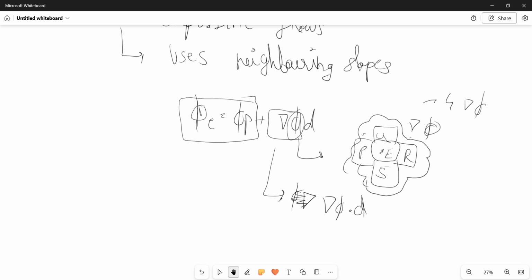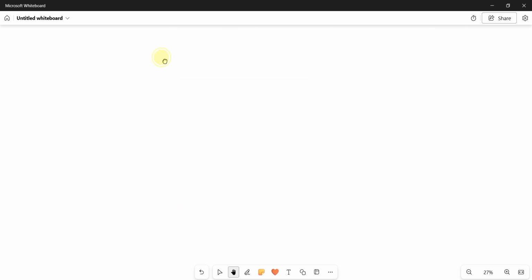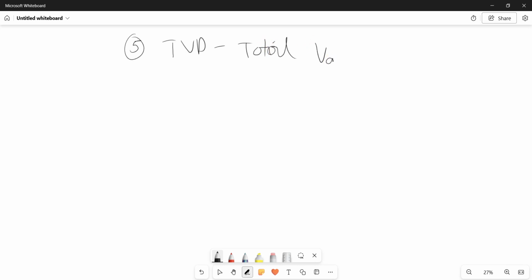So this was the fourth one, and now the last one is your TVD. TVD stands for total variation diminishing. You don't need to know all these in detail at all. Only the first order and second order upwind concepts were the most important ones. The rest are just additions to that same concept.